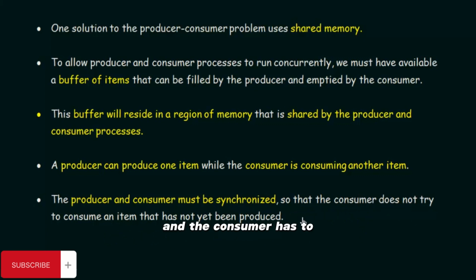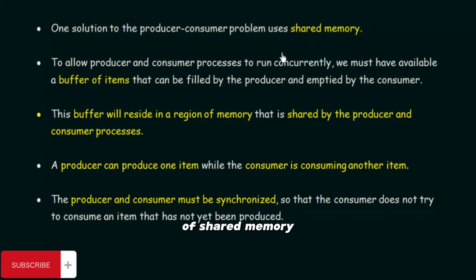So the producer and the consumer have to work in synchronization with each other so that the consumer will not try to consume something which has not yet been produced. It can only consume things that have already been produced by the producer. If it tries to consume something that has not yet been produced, then there will be an error. So they must work in synchronization with each other, and this can happen with the use of shared memory.